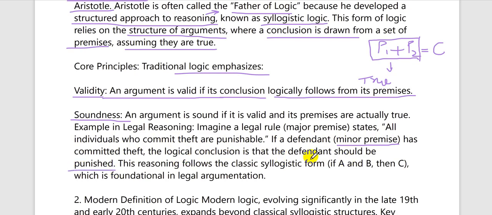So this part is very important. This reasoning follows the classic syllogistic form: if A and B, then C. That is, if A and B are true, then it will lead to C, which is foundational in legal argumentation. So this is very much foundational. And this is known as deductive reasoning, where a general rule is applied to a specific situation.